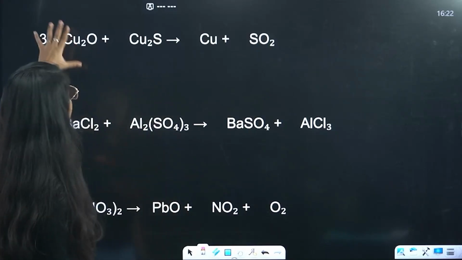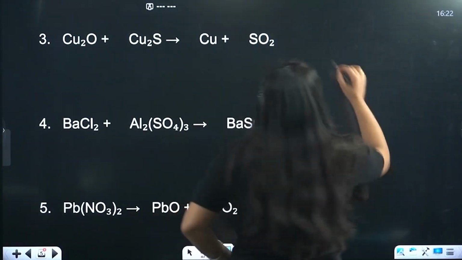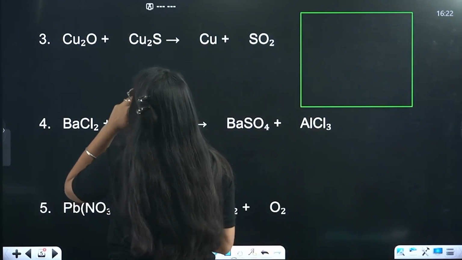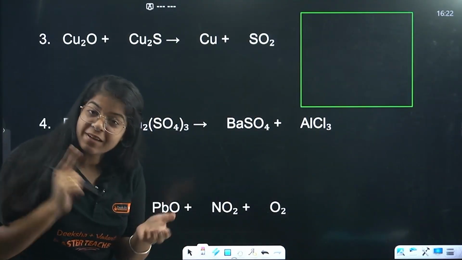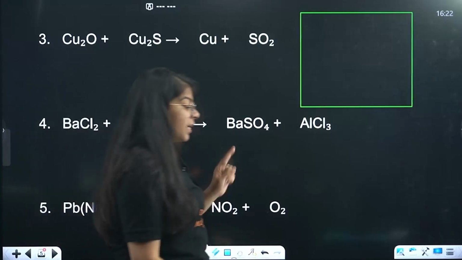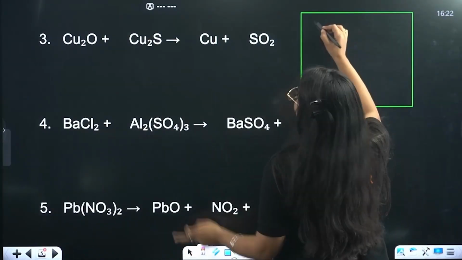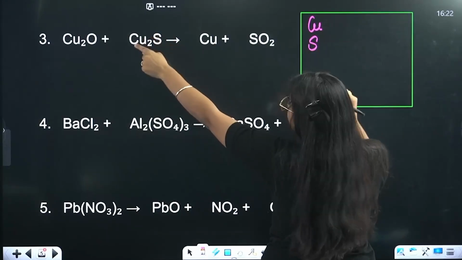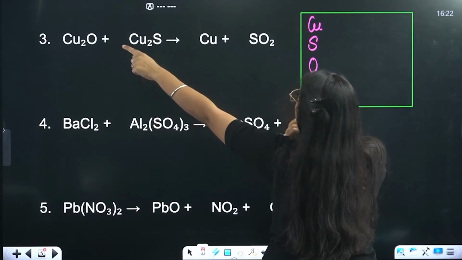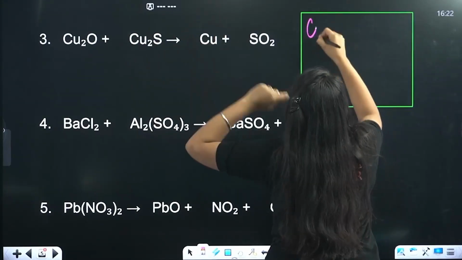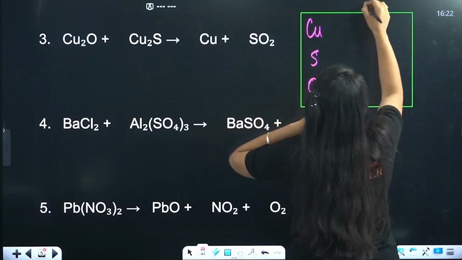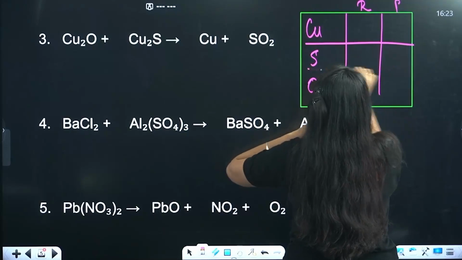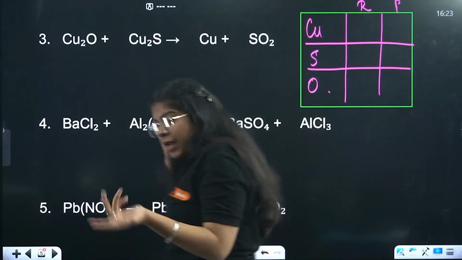Now, again make a table. I am giving you this as your homework, because this is very simple, and we'll move on to the next one. You have to practice something. First, we have copper as the metal, sulfur as the non-metal, then we have oxygen. Copper, sulfur, oxygen, reactant side, product side. Now you just have to fill the table with the number of elements and then balance it. That's it.